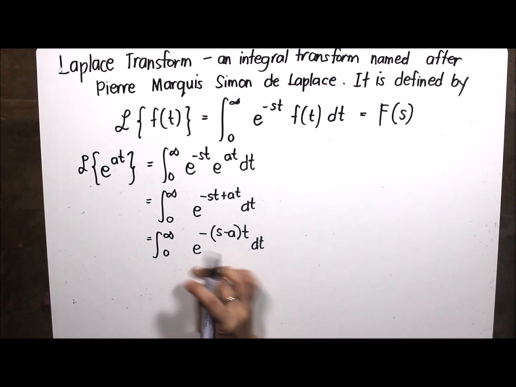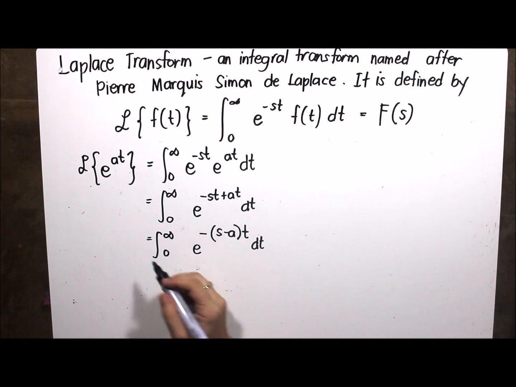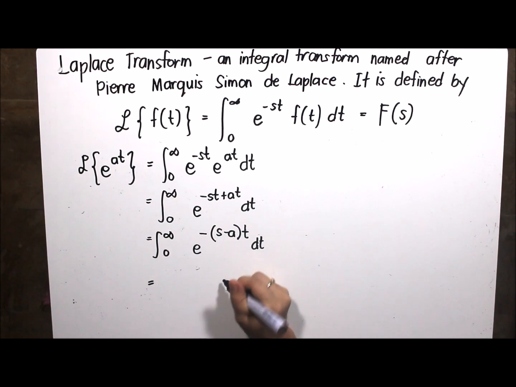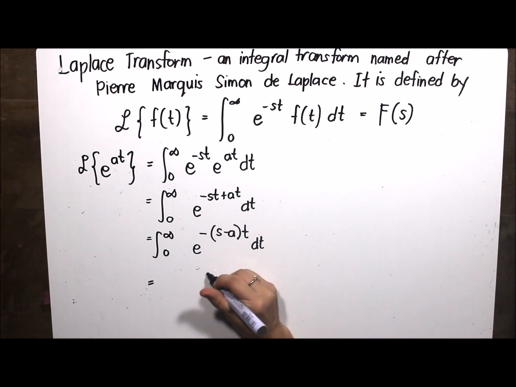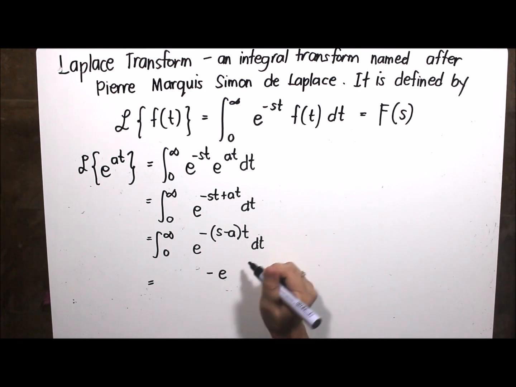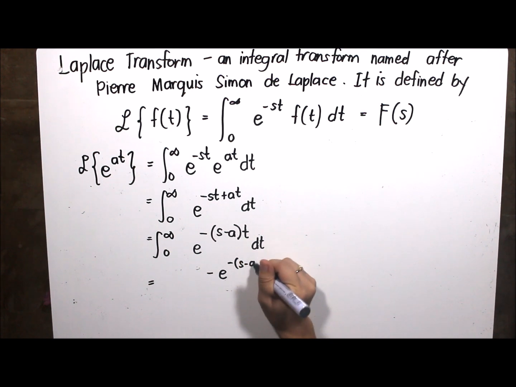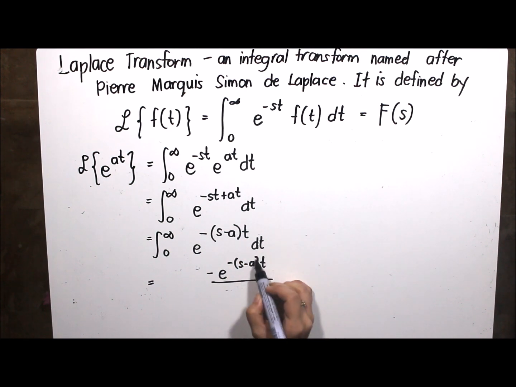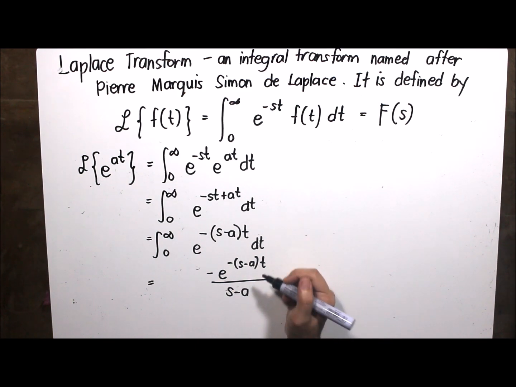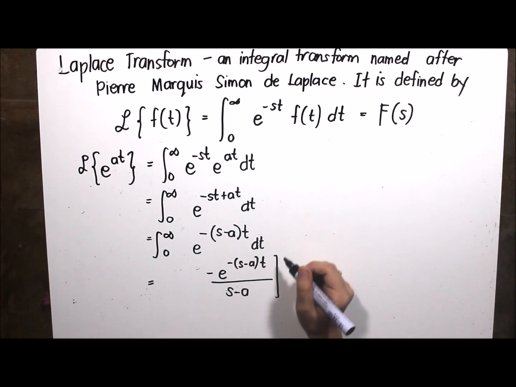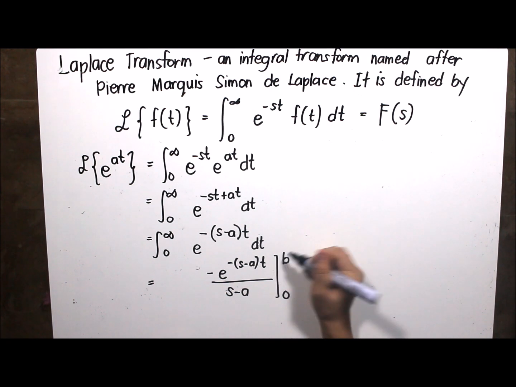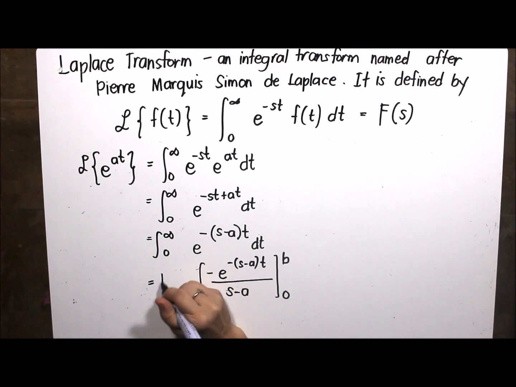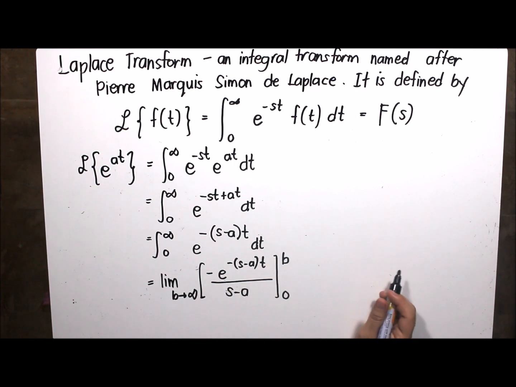Therefore, kung kukuha tayo ng integral ng e raised to negative s minus a times t, that will be equivalent to negative e raised to negative s minus a times time all over coefficient of time. That's s minus a. So, applying the limits from 0 to infinity, which will let us be, and then we'll simply take the limit of this function as b approaches to infinity.